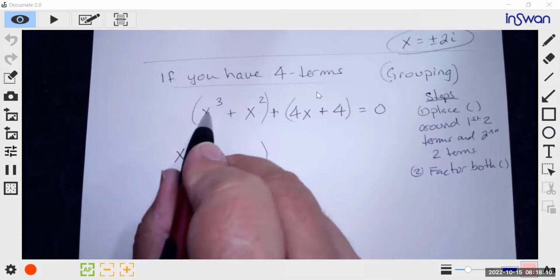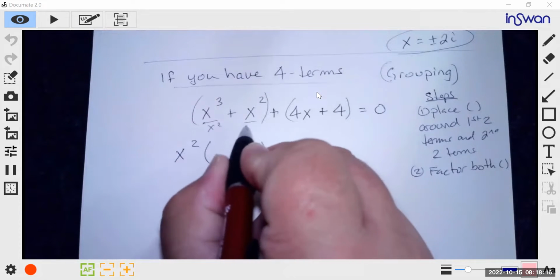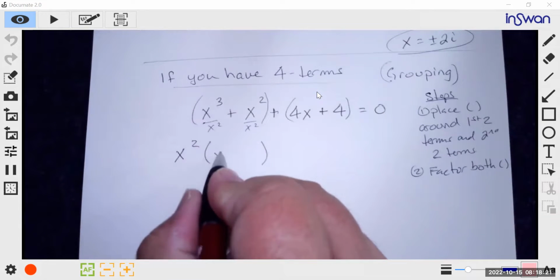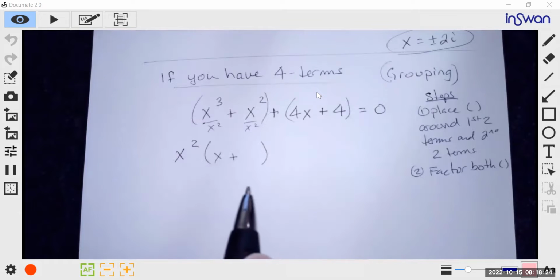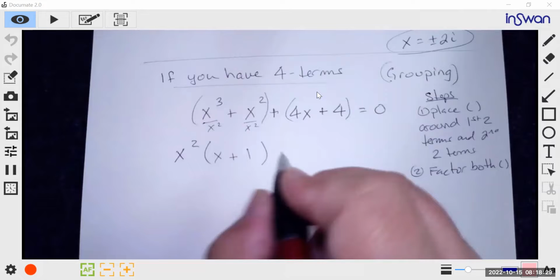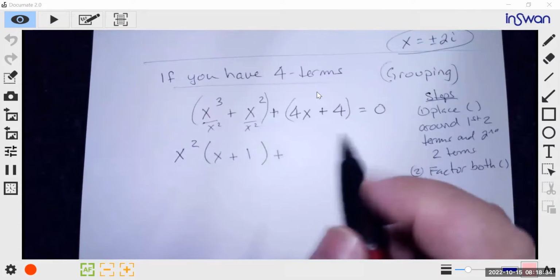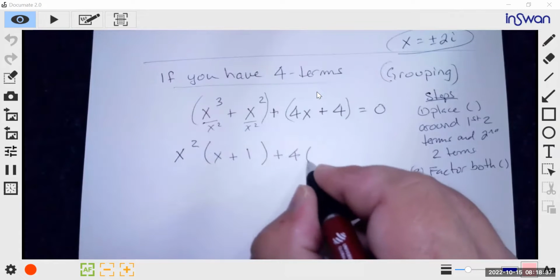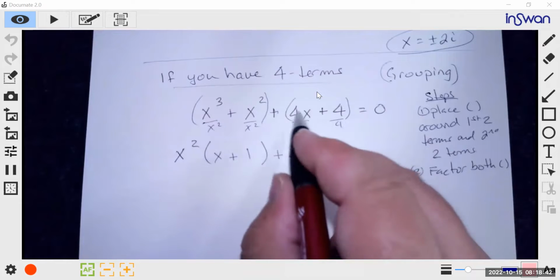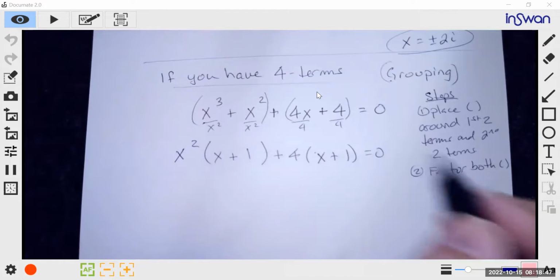This one has 3, this one has 2, so they both have two x's in common. So if we take 2 x's out of both of these, you had 3, you took away 2, so you're going to have 1 x left. X squared divided by x squared is 1. In the second one, what do they both have in common? They both have a 4. So if you take out a 4 out of both of these, the 4's cancel, so you have x. 4 divided by 4 is 1. So that's the first step.